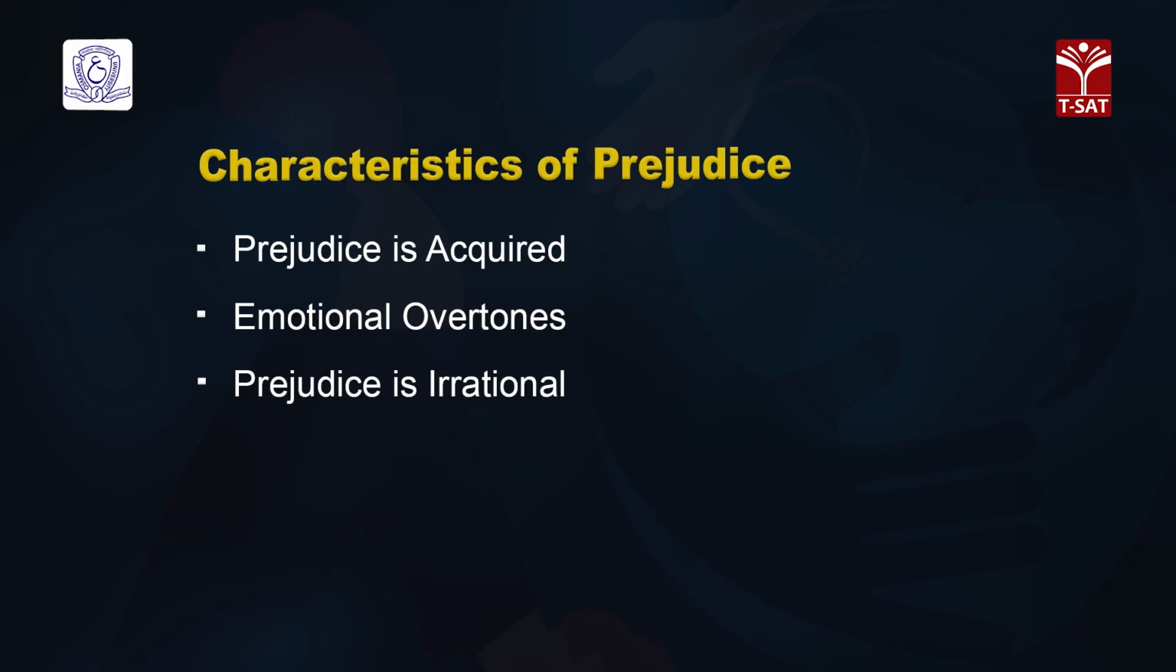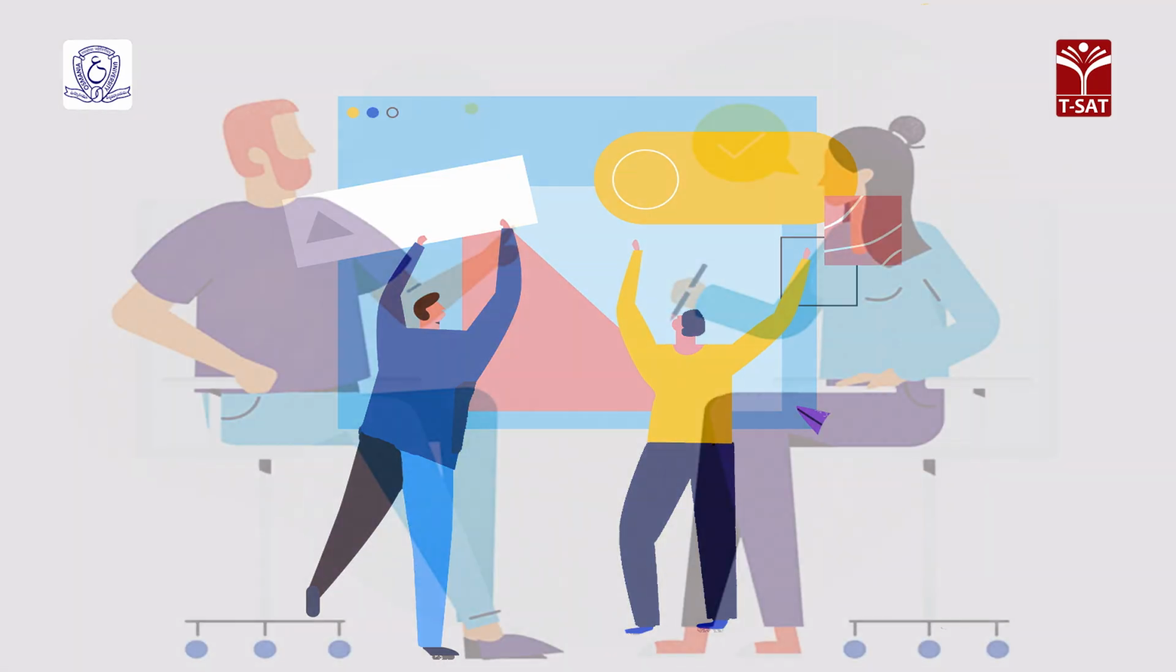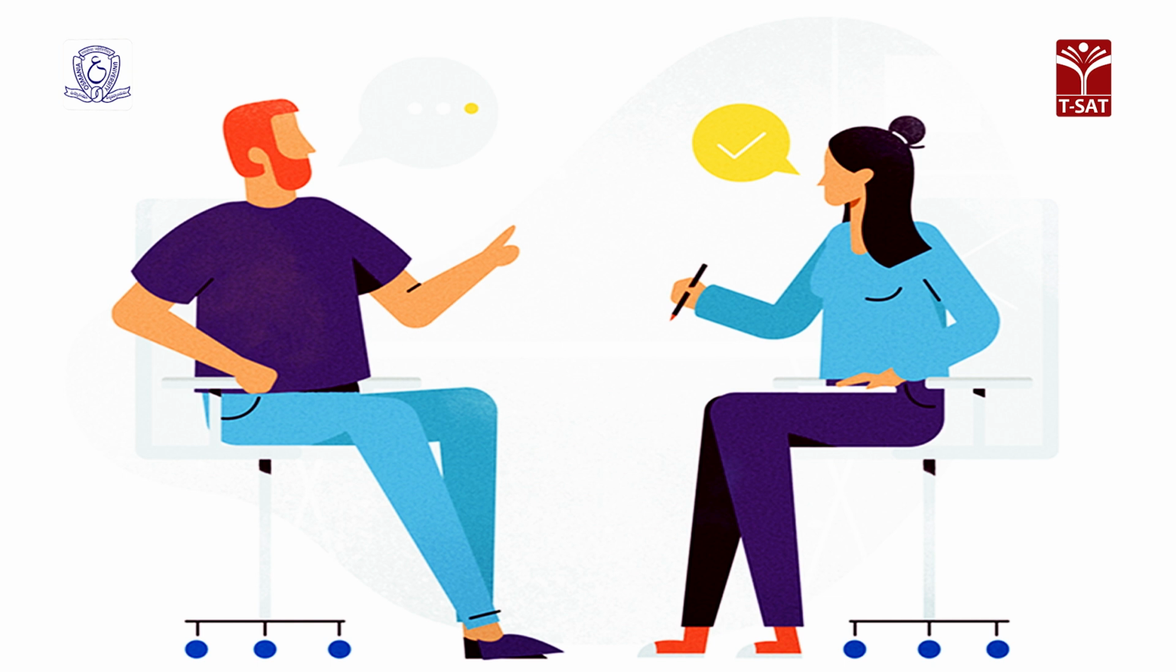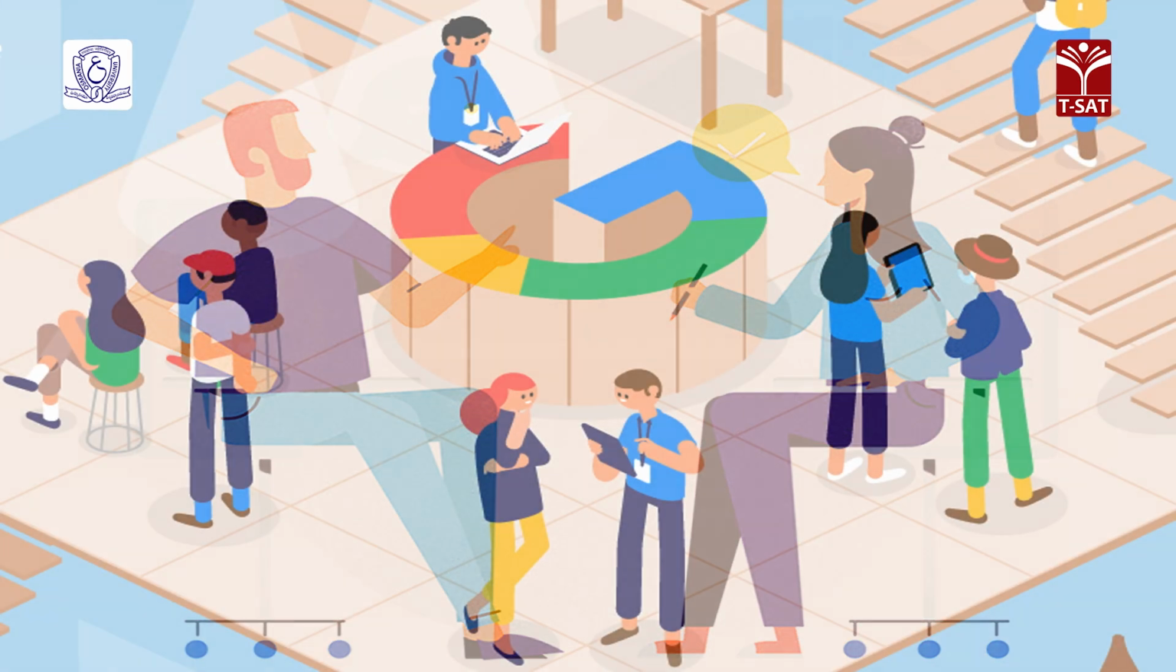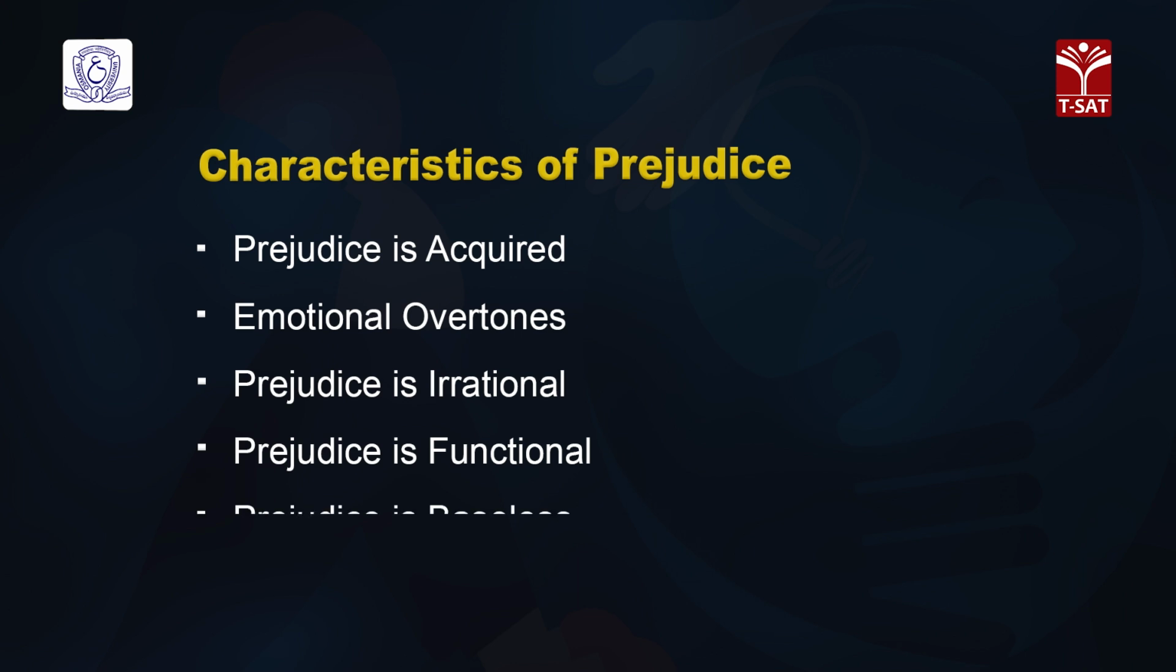The next characteristic of prejudice is that it is functional. Prejudice aids an individual to stick to their beliefs and defend their views. It strengthens one's esteem and dignity while doing so. And the next characteristic of prejudice is that it is baseless. Prejudice is not based on facts and it is not based on any personal experience.